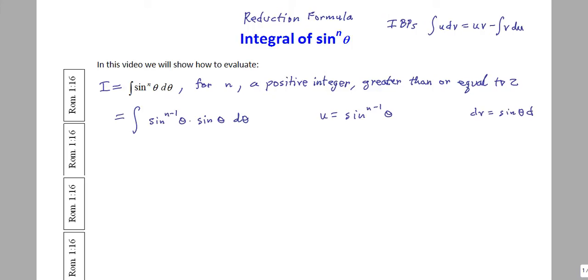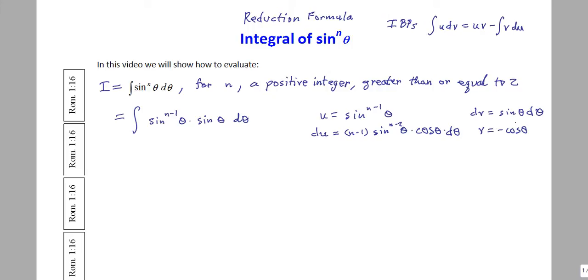And that means that if I differentiate both sides on the u, I get the power n minus 1 coming out in front, sine, we knock it down by 1, so it becomes n minus 2 theta. Then by the chain rule, the derivative of the sine is cos. And again, by the chain rule, the derivative of the theta is d theta. And then if I integrate both sides of the dv, I find that v is equal to minus cos theta.